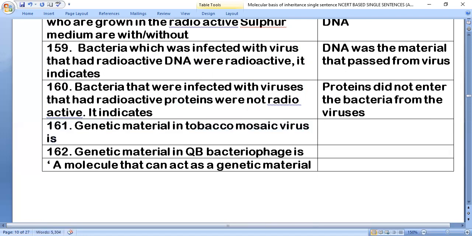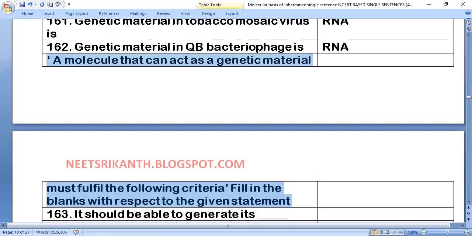Genetic material in tobacco mosaic virus is RNA. Genetic material in QB bacteriophage is RNA.